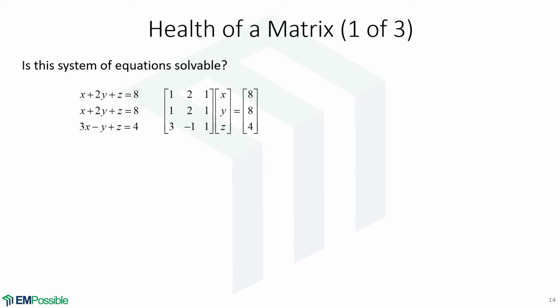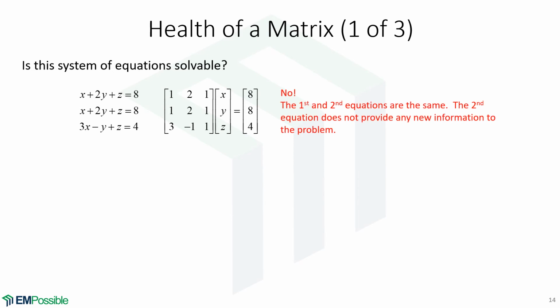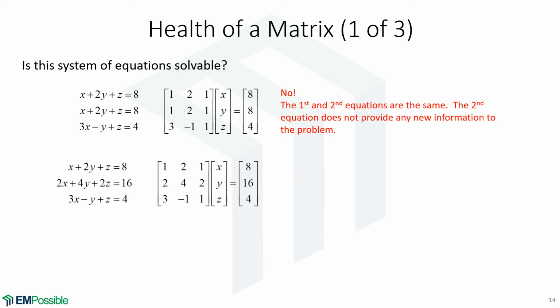And solvable exactly. This system of equations is not solvable exactly. Notice that the second row is exactly the same as the first row. So our second equation is not contributing any new information to this. So it's not solvable. Okay, what about this system of equations?